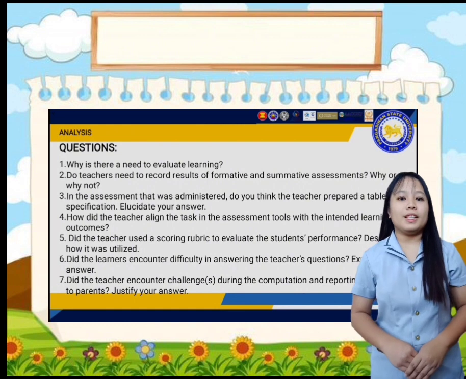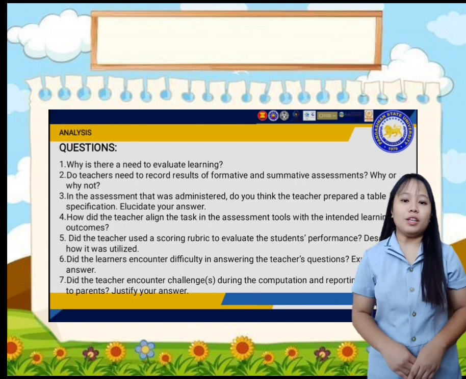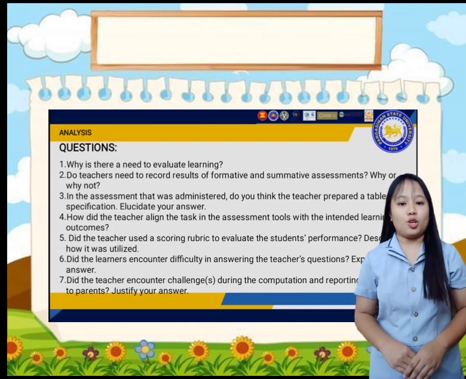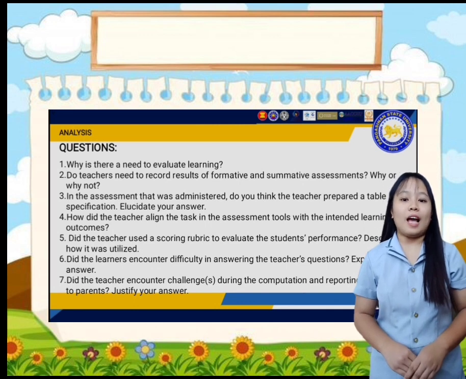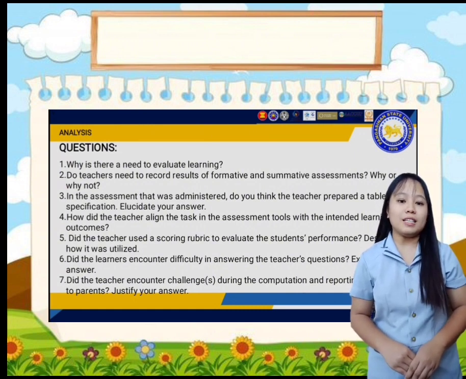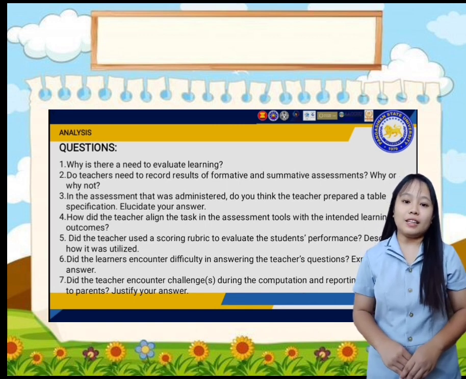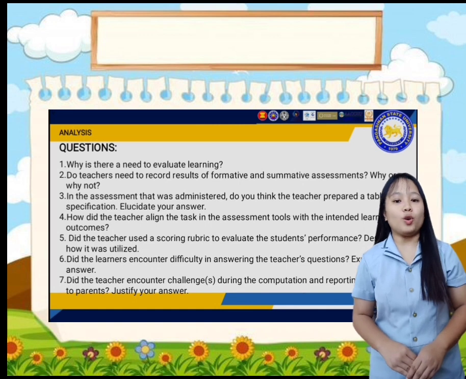For number 3, in the assessment that was administered, do you think the teacher prepared a table of specification? Elucidate your answer. Yes po. In the assessment that was administered, the teacher prepared a table of specification. The table of specification will help the educators in organizing the test, and also this table of specification will make sure that the test is reliable and also validated. Through the table of specification, the teacher will ensure that the test that they prepare is naka-align po sa itinuro at sa objective po ng kanilang lesson.